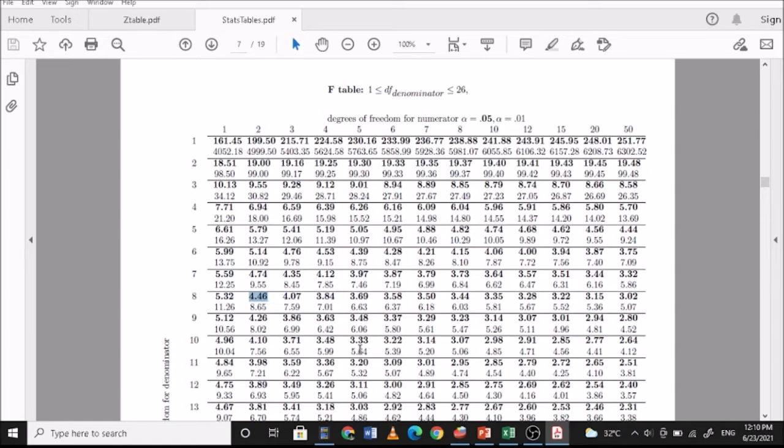Or if you're going to use the p-value, we reject the null hypothesis if the p-value is less than your alpha of 0.05. Otherwise, you reject the null hypothesis if the computed F value is greater than this given F critical value. Okay, so that's for the F test.